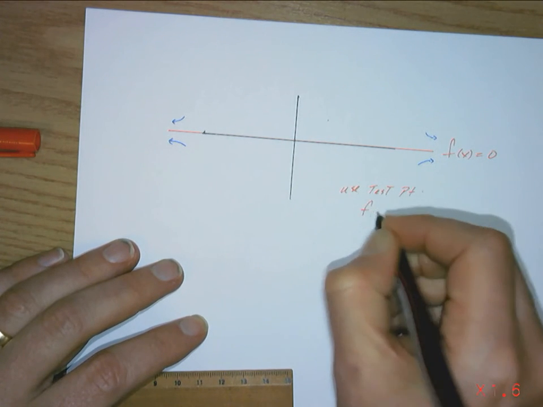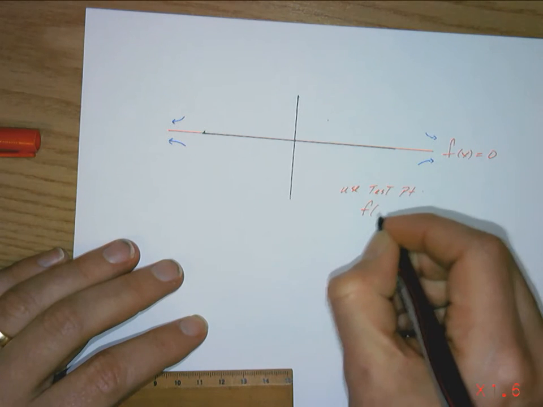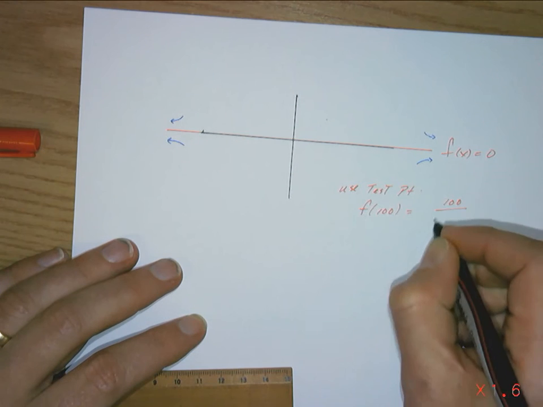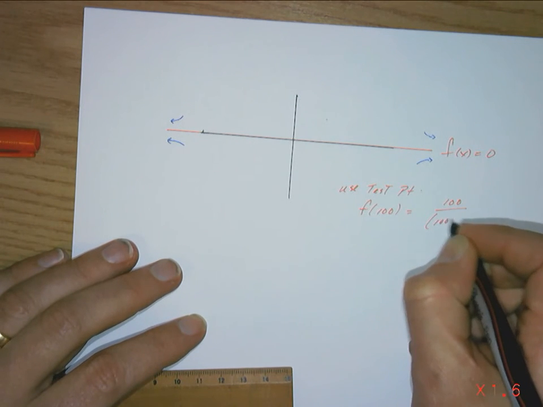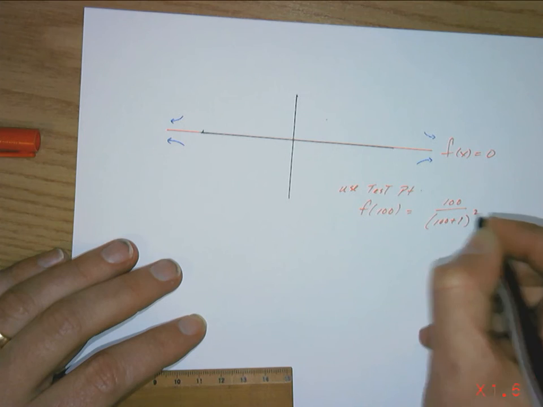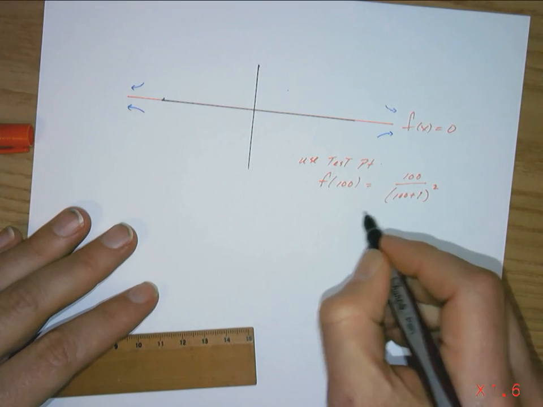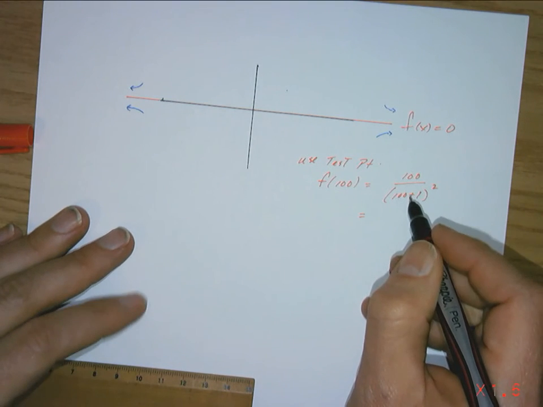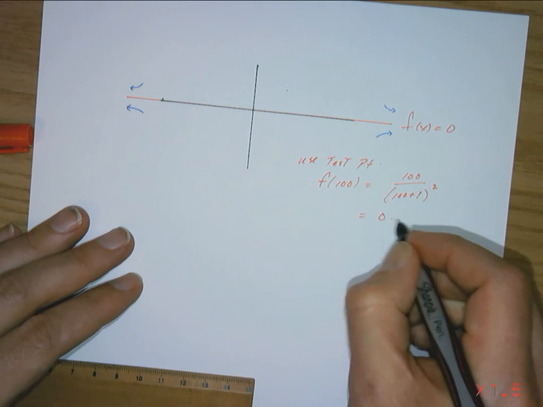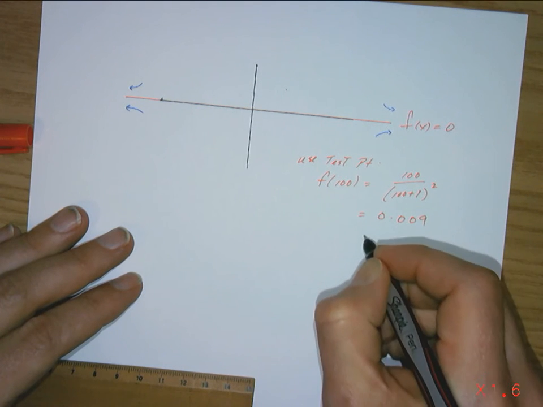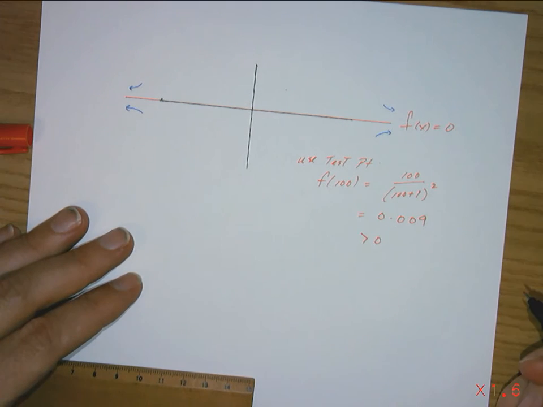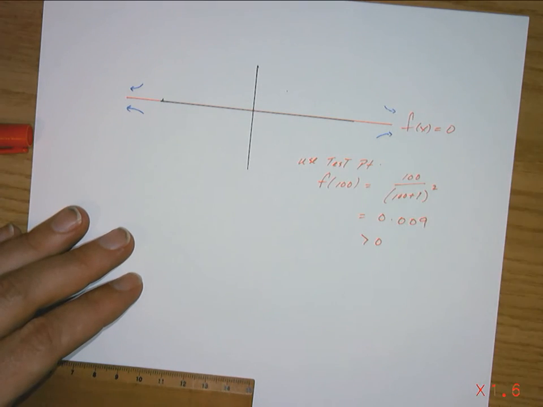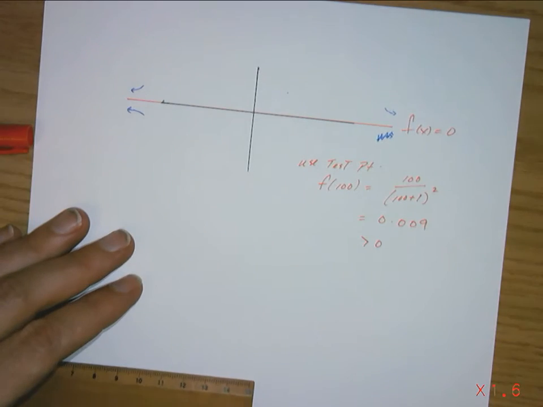So I'm going to be able to put in a really large number out here. So let's pretend 100's a really large number for this. So that will be 100 over top of 100 plus 1 squared. So notice that this will be 100 over 101 squared, which is going to be 0.009, which you'll notice is greater than 0. If it's greater than 0, then it must be approaching from above. So this one goes away, and we know that we're approaching from above.